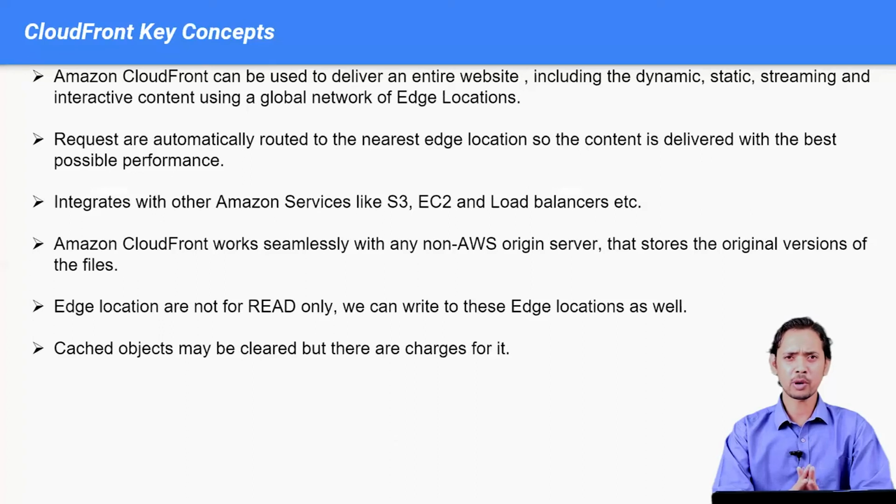So a few more features about CloudFront. CloudFront can be used for any kind of website, whether it's static or dynamic, whether it's used for media streaming or for interactive content. The edge locations that we talked about not only cache the readable data, but they also cache the data which is to be written. CloudFront integrates well with S3, with load balancers, with EC2 instances, and services like Route 53. Not only AWS services, CloudFront also integrates with on-premise servers. So if you've got an origin which is on-premise servers, then also you can use CloudFront.